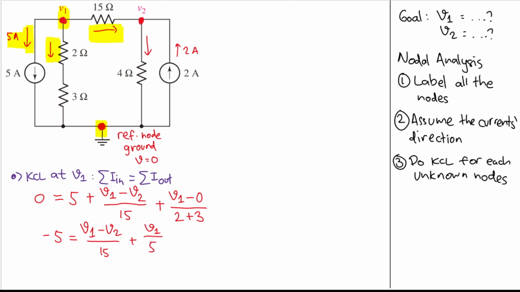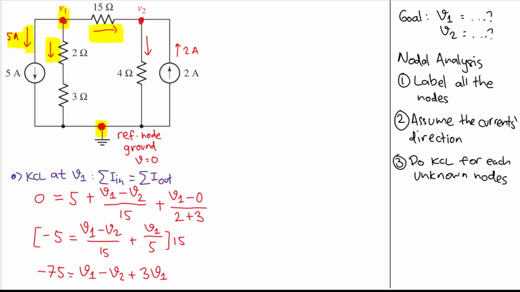Good. And I think I need to get rid of the denominator here so we can work with integer coefficients. So I multiply both sides by 15, right? Because this will cancel and also this will cancel. Minus 5 multiplied by 15 is minus 75. And then this one will be 15 and 15 will cancel each other. So we'll have V1 minus V2 plus 3V1.